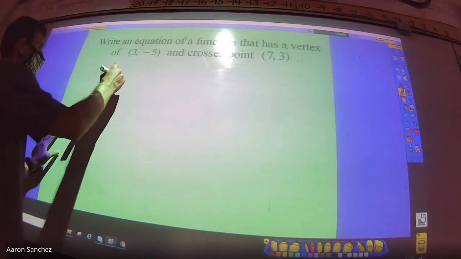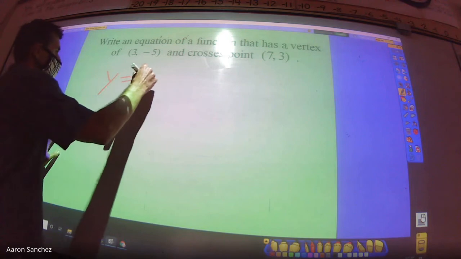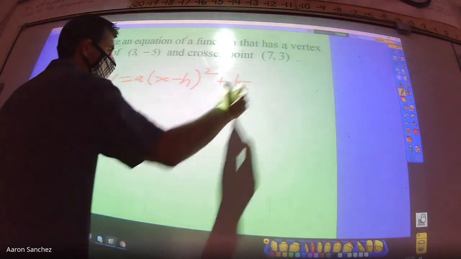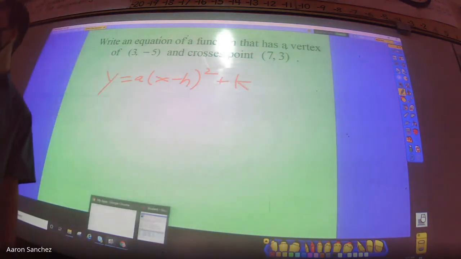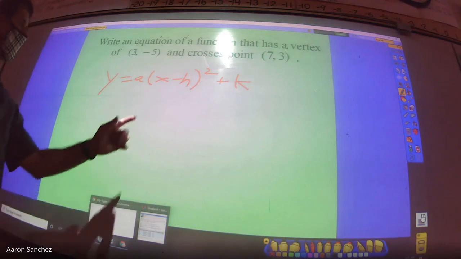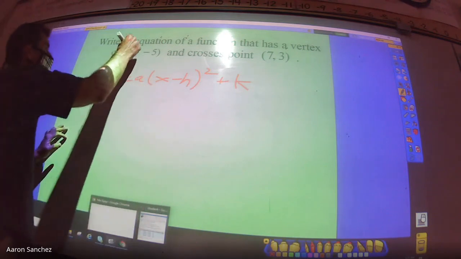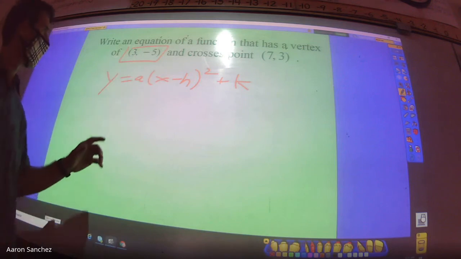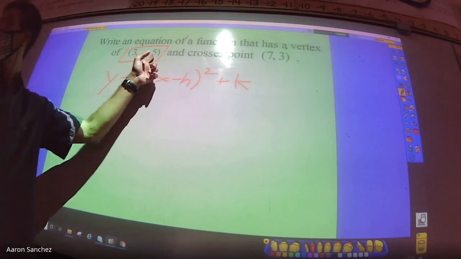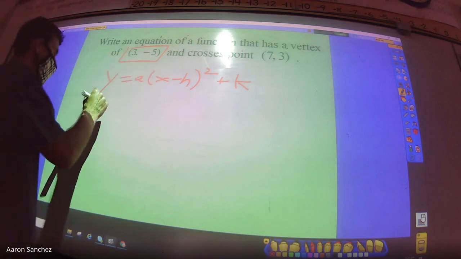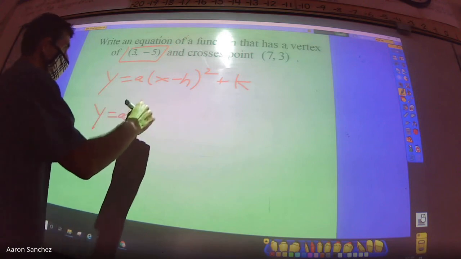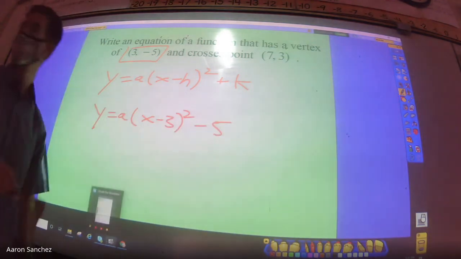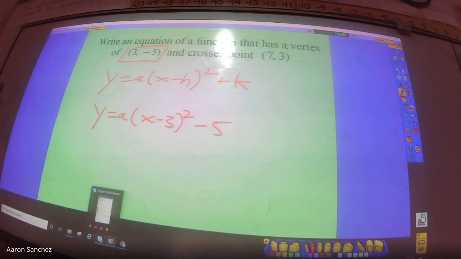Okay, write an equation. So we have here y equals a times x minus h squared plus k. Ivan, notice we have the vertex of 3, -5. The vertex is 3, -5, right? You with me? Then I know it's going to be y equals a times x minus 3 squared minus 5. See what I did there? That wasn't that hard, was it?